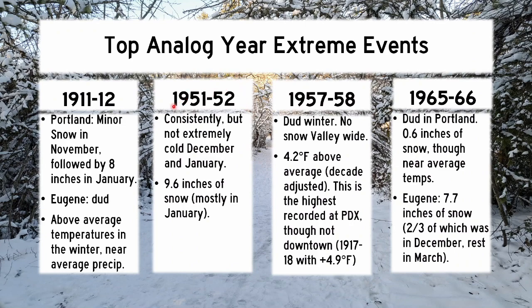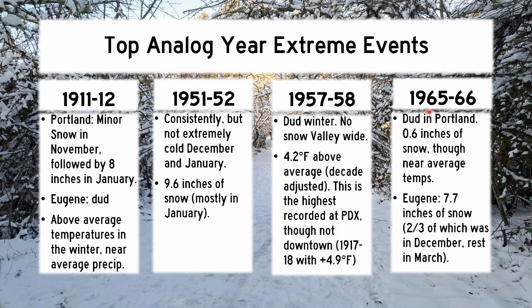1951 to 52 is the most interesting winter of the bunch, with it being consistently but not extremely cold in December and January. There was 9.6 inches of snow, mostly in January. Eugene had a little bit less. 1957 to 58, it was a dud all around. 4.2 degrees above the 1950s average, which is the highest departure from average recorded at the Portland airport, though not downtown. Interestingly, that departure from average was a La Nina year.